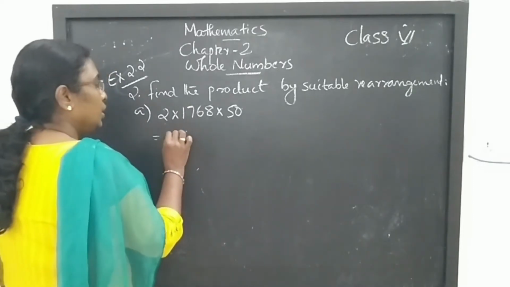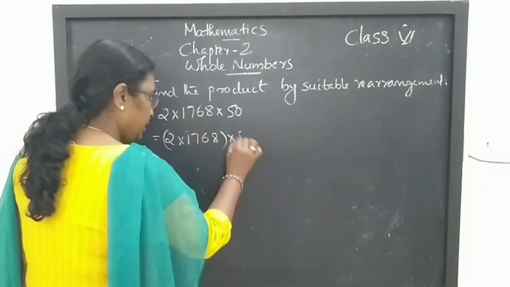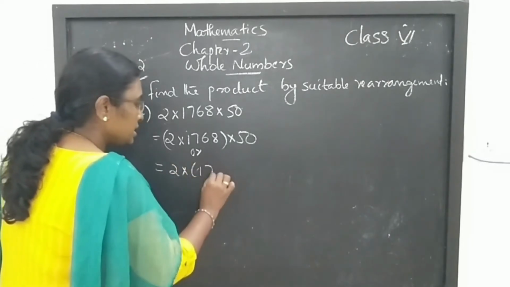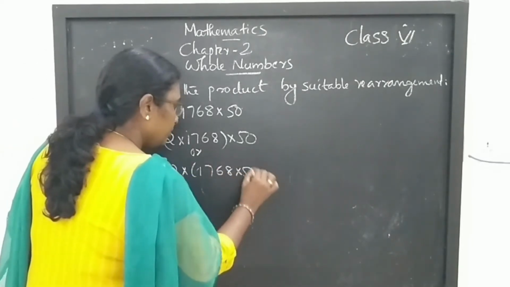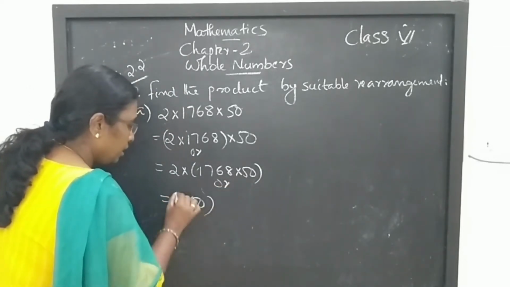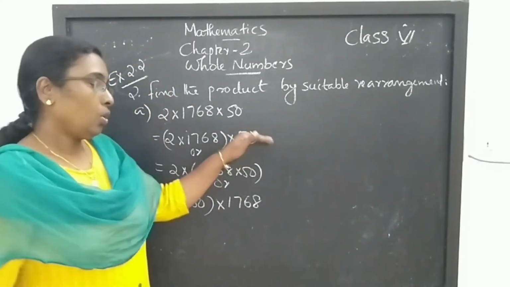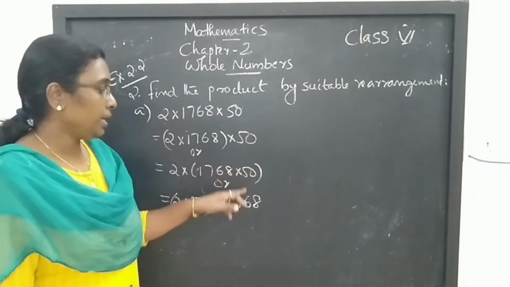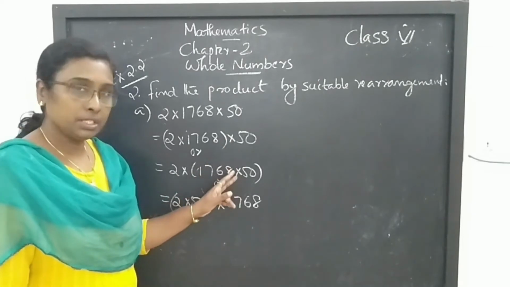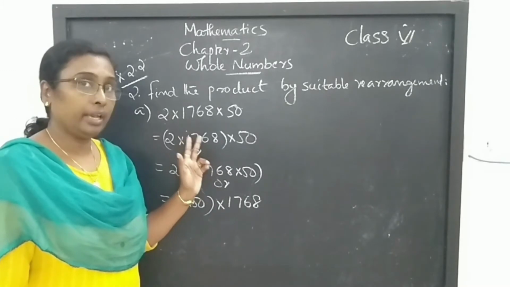We can find this as 2 into 1768 into 50, or this is equal to 2 into 1768 into 50, or which is equal to 2 into 50 into 1768. All these are correct. You can multiply in any one of these ways. Why? Because according to associative property, we can multiply three whole numbers in any order.